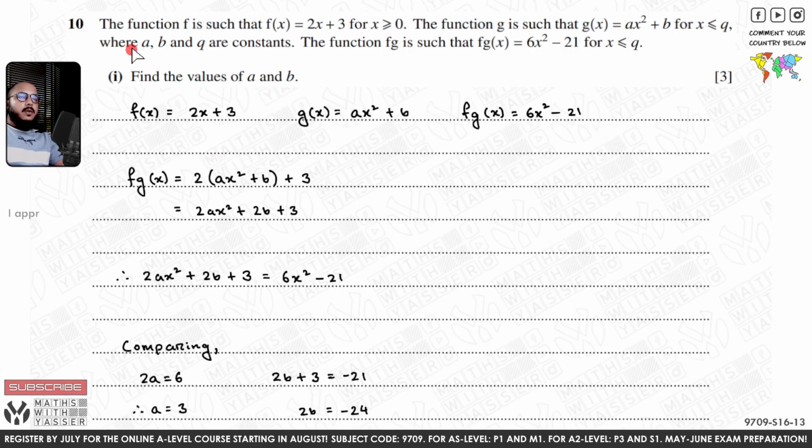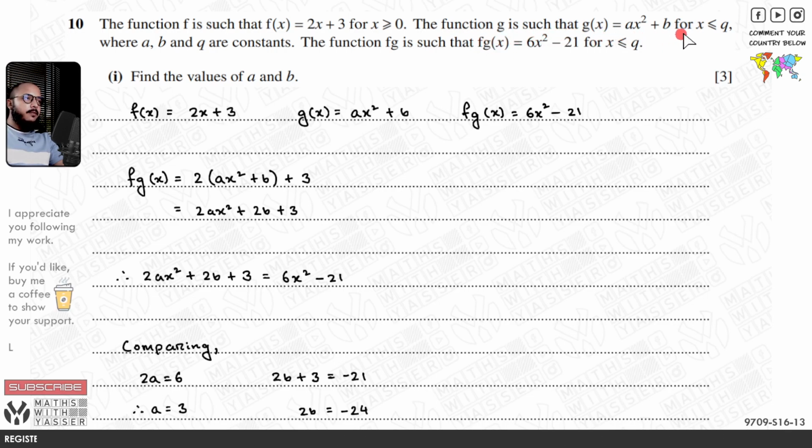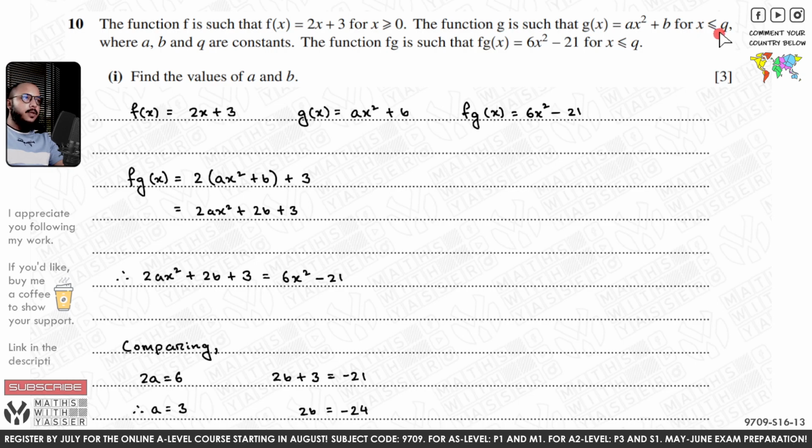Question number 10. The function f is such that f(x) equals 2x plus 3, where x is greater than or equal to 0. The function g is such that g(x) equals ax squared plus b for x less than or equal to q, where a, b, and q are constants. The function fg is such that fg(x) equals 6x squared minus 21 for x less than or equal to q. We need to find the values of a and b.